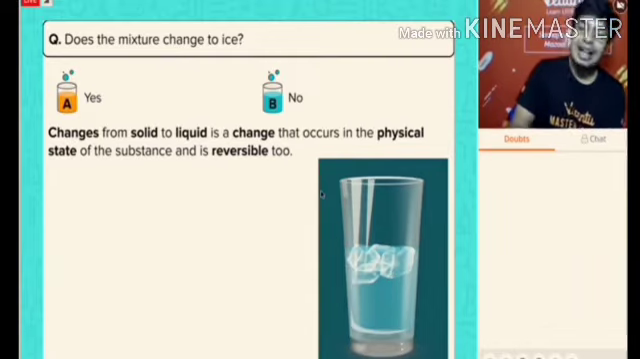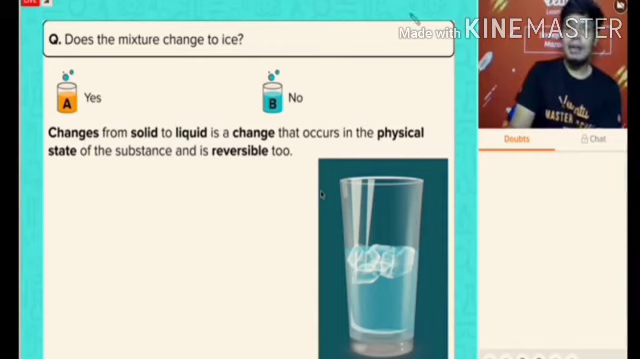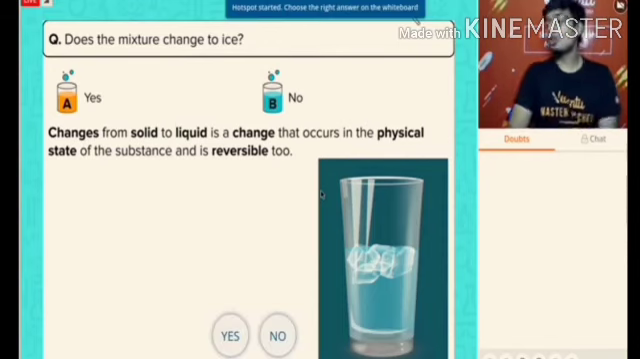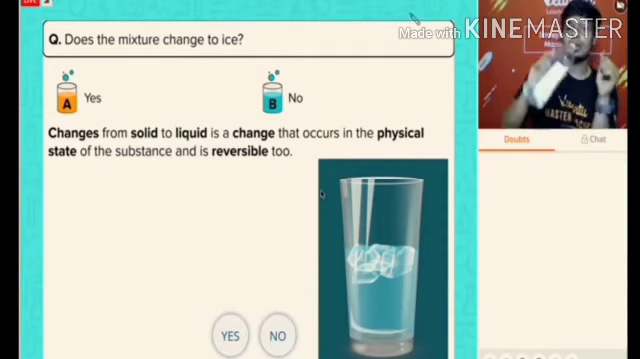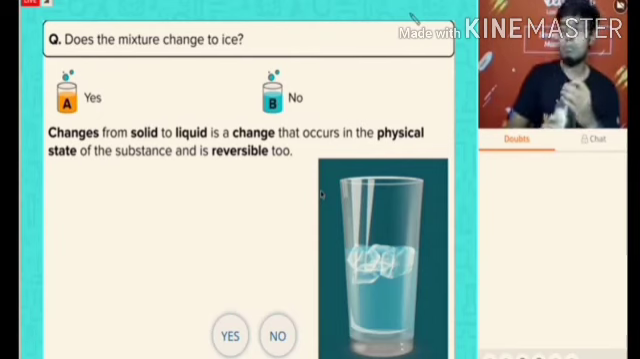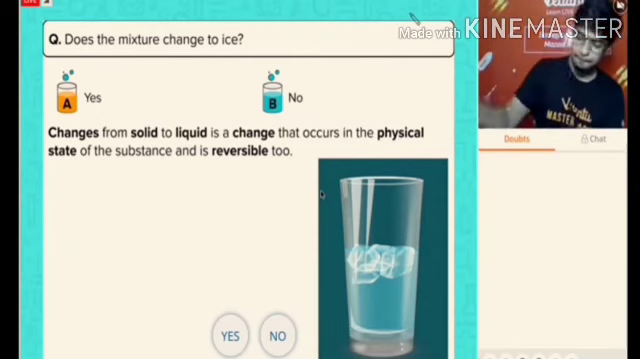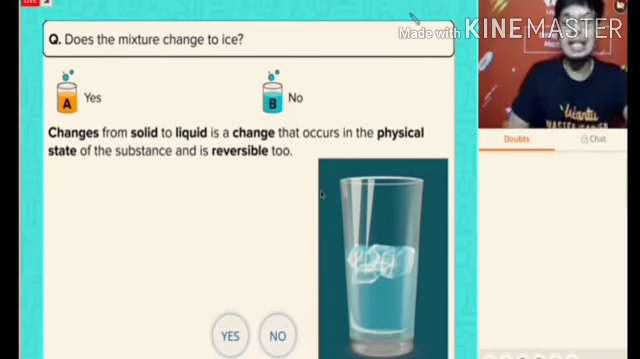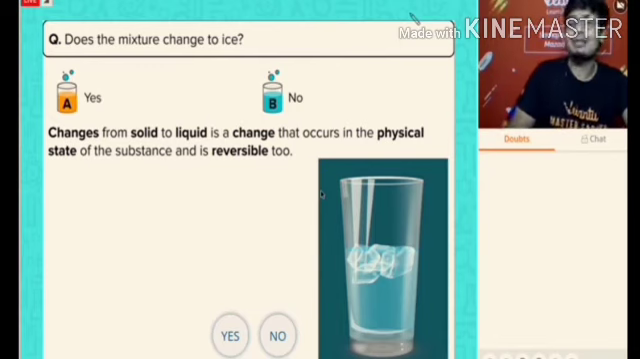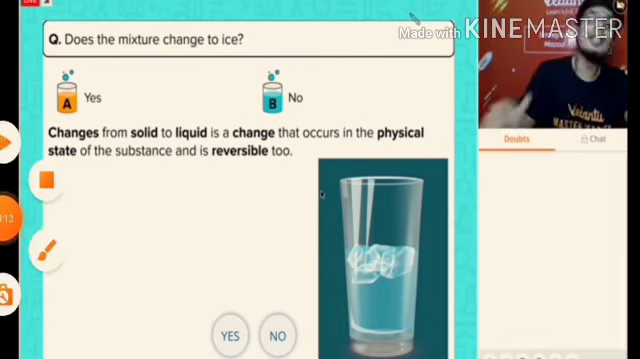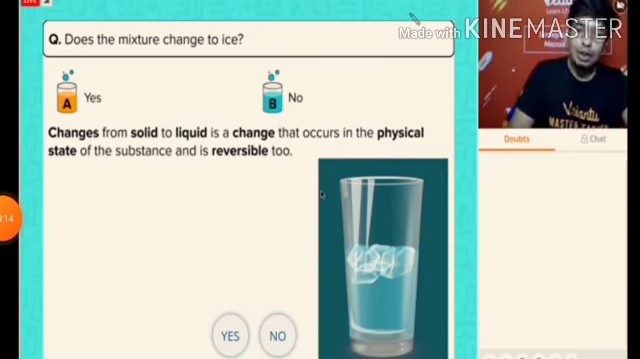Now, can we tell that this is reversible? Can we call this a reversible change, all of you? Yes or no? Yes, we can call this. Yes, it's reversible, right? Good job, all of you.